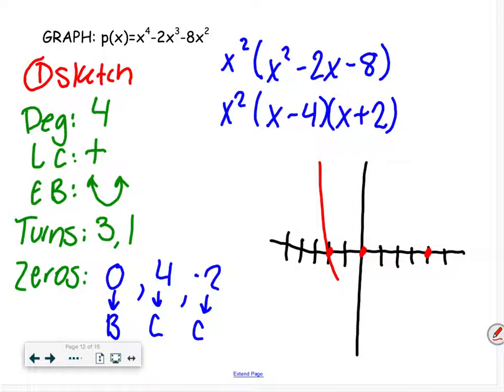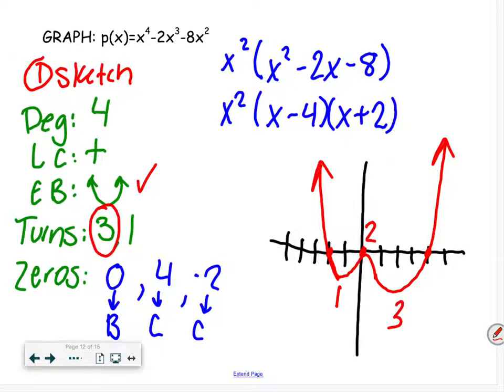Next zero I have is 0. What's it do at 0? Bounces. So I gotta come up and bounce back. At 4, it crosses, and it ends up. Does that check out with my end behavior I have here? Yeah. How many turns do I take? 3. Does that check out? Yes. So this is my sketch. Questions with the sketch?